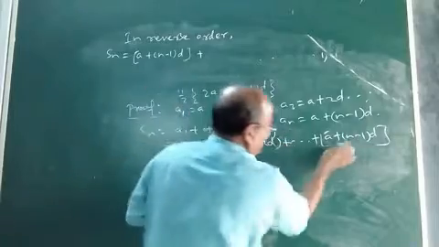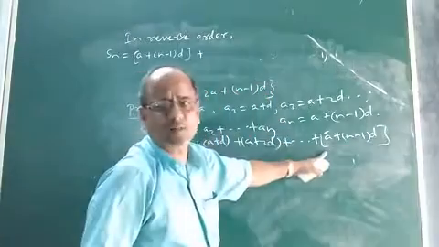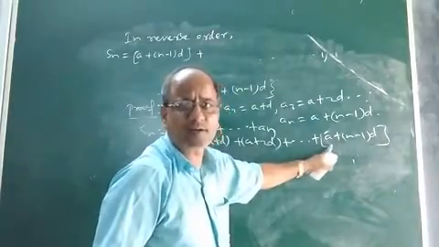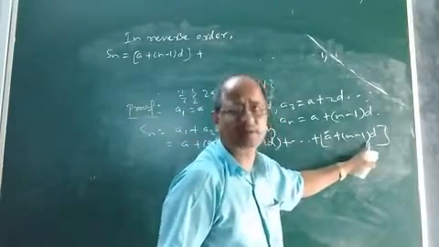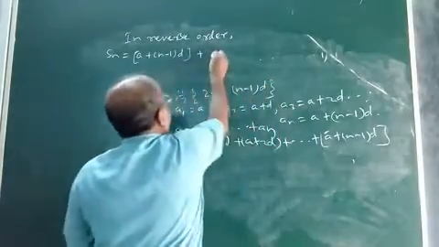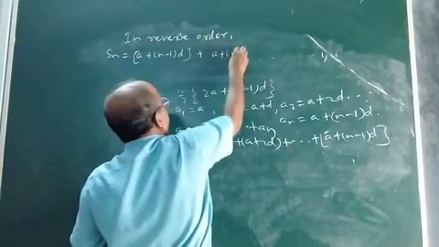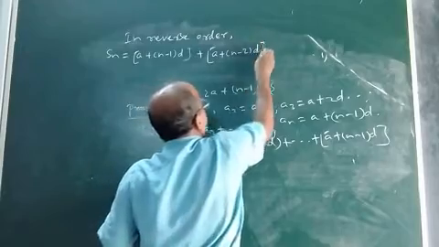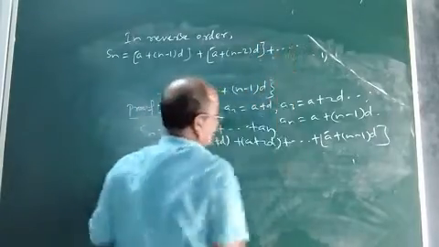Then what will be its previous term? Its previous term will be what? This is the nth term. Its previous term will be A plus n minus 2 into D. Okay, this is A plus n minus 2 into D plus dot.